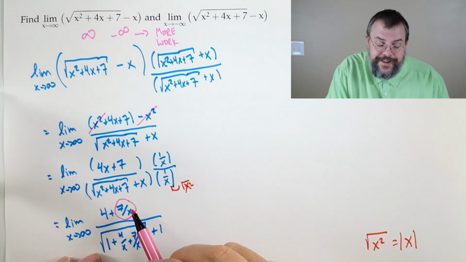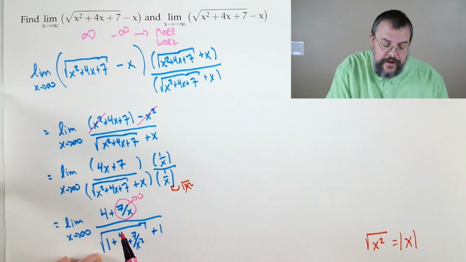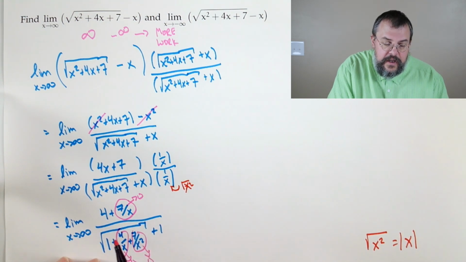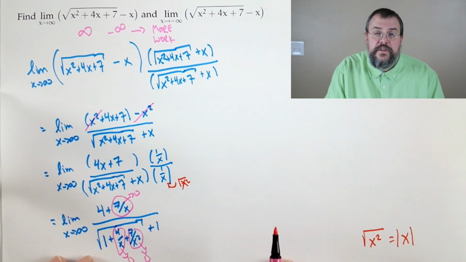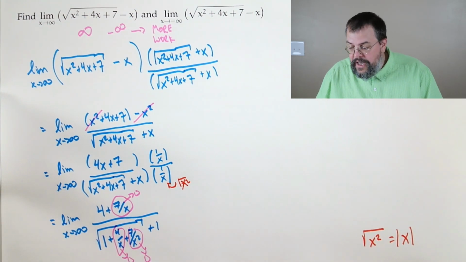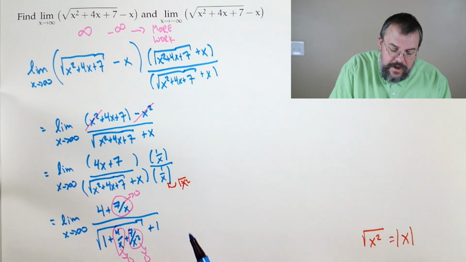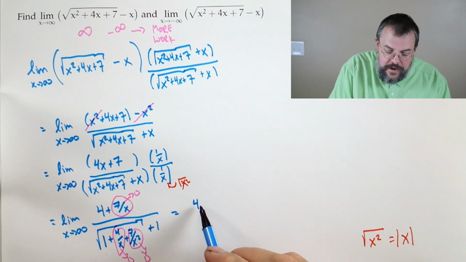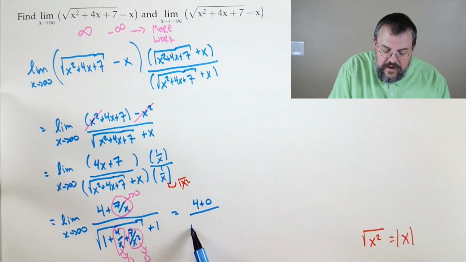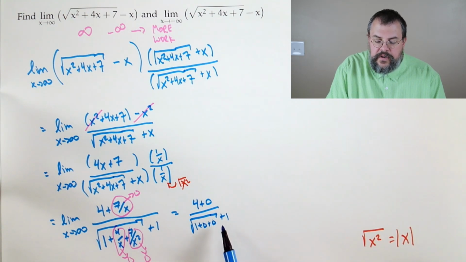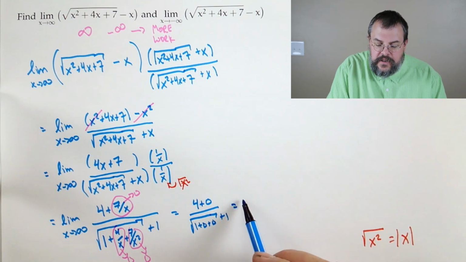that's going to be small. So that's going to go to 0 because it's a number over a big value. Similarly, 4 over x is going to be small. 7 over x squared is going to be small. Then everything else is okay because it's just numbers. Okay, so that's good. Now we're ready to say what our answer is. So we end up with upstairs 4 plus 0, downstairs the square root of 1 plus 0 plus 0 plus 1, which really is 1 plus 1 or 2. So our answer is 2.